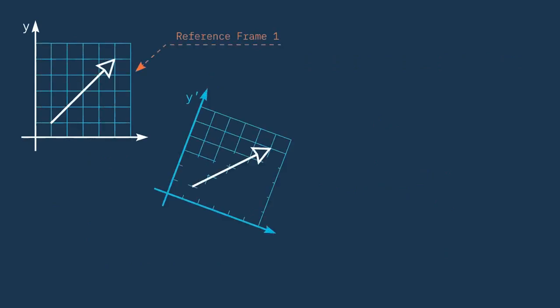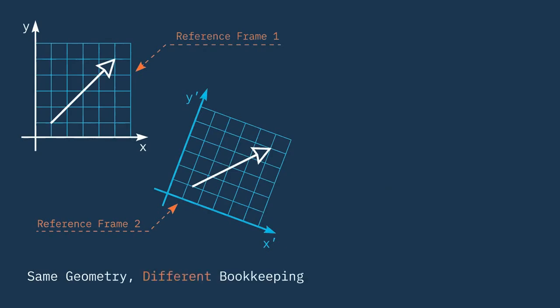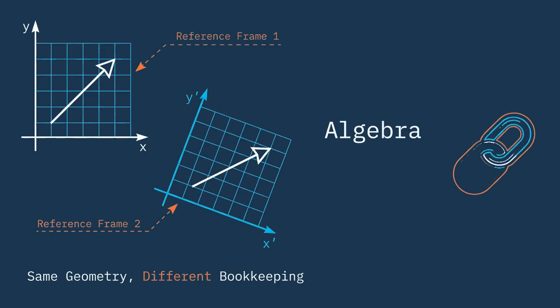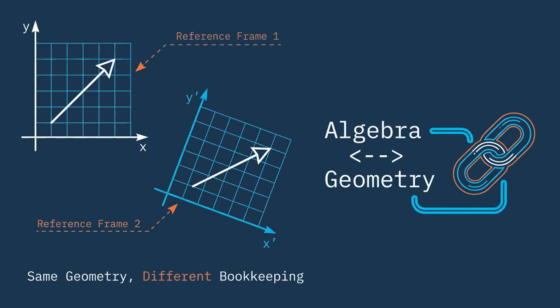Finally, the same transformation can look like different matrices if you change coordinates. The geometry stays the same, only the bookkeeping changes. That's how linear transformations work. Simple rules, strong structure, and a deep link between algebra and geometry.